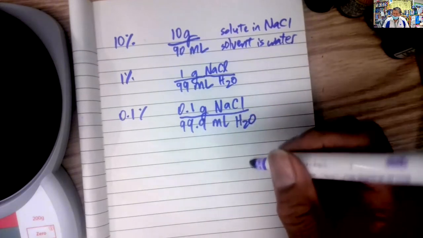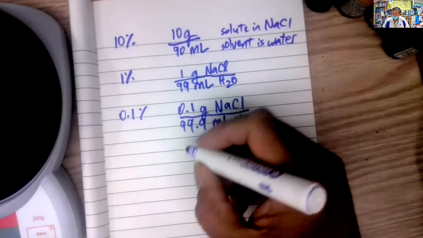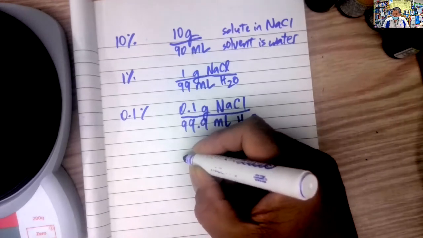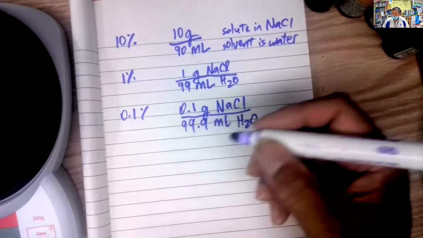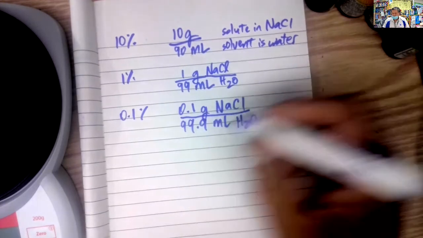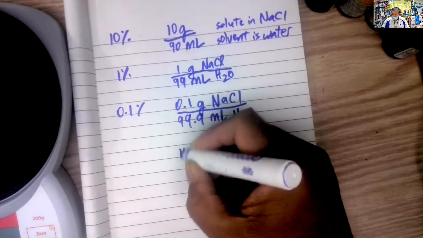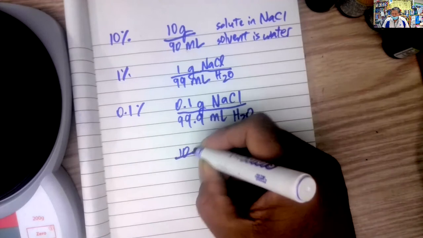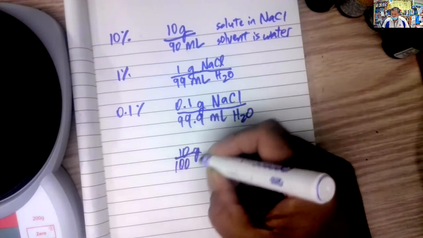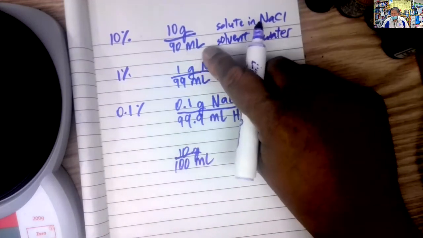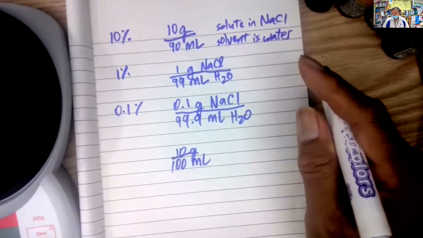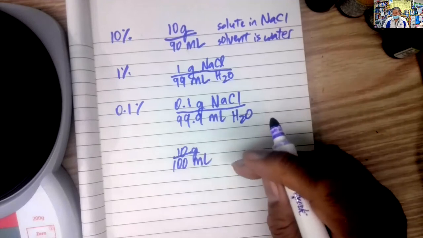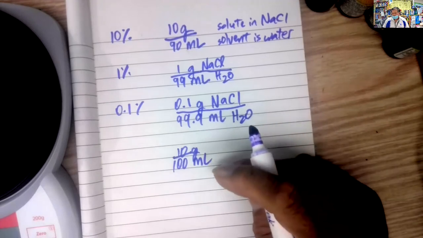Another way to look at it is that if you had a 10% solution, that would be 10 in a total of 100 milliliters. It would look like this. You're making a quick solution that doesn't need to be exact. So you do 10 grams in 100 milliliters. Now up here I said 90, and that's more precisely a 10% solution. Okay, but if it didn't matter much and you just need to do a quick thing, it'd be 10 grams divided by 100 milliliters.